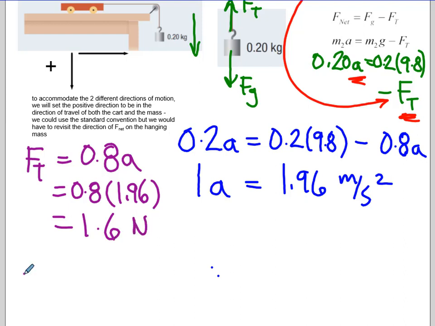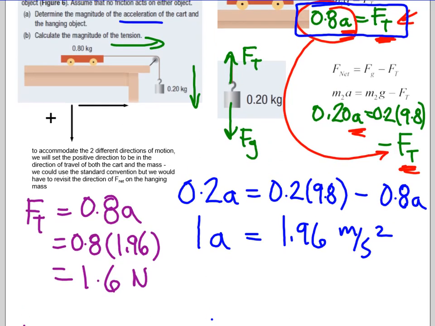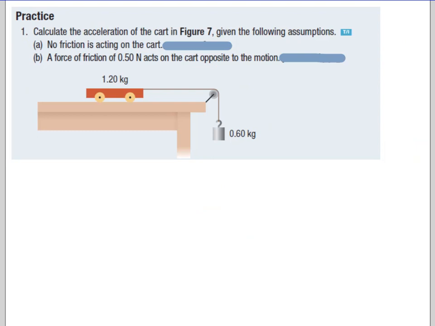The key is thinking that the system has to move together. That idea that this has to move to the right, this has to move down, and then setting up a really good positive convention to make your life a little easier with the numbers. I have one more here. I'm not going to do the problem, so if you could pause it and try it. It's just like the last one, and then I'll show you the answers.